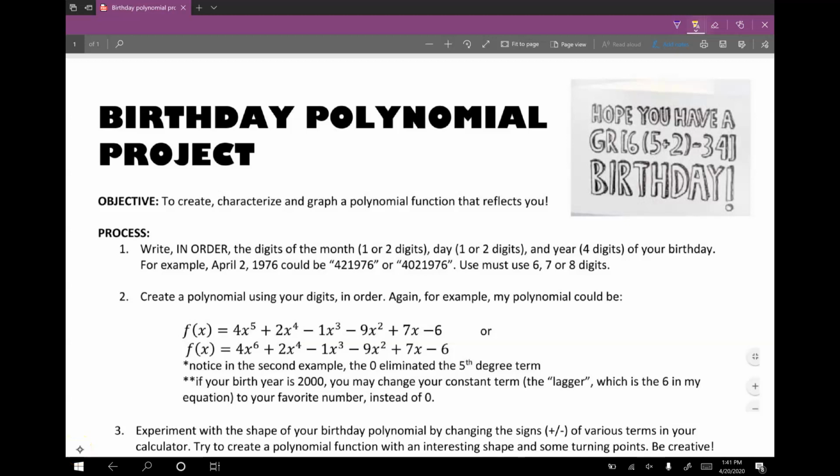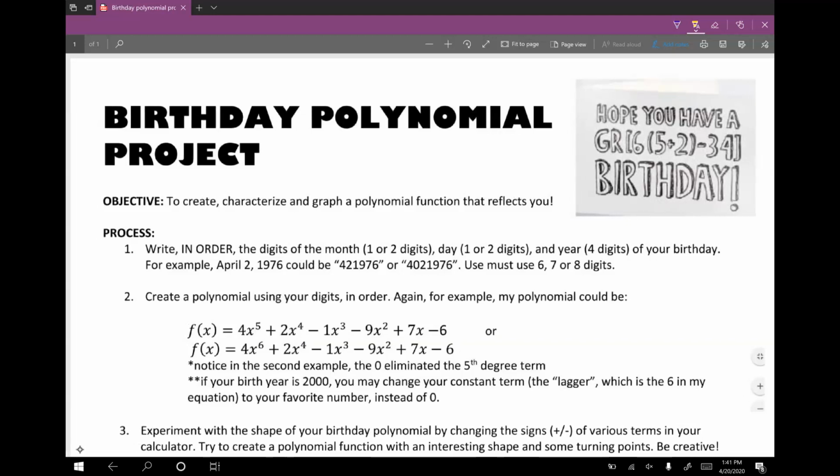Alright guys, so today you're going to work on a birthday polynomial project. You're going to use your birth date, and this is a video of how to complete it by using my birthday. So you're going to do exactly everything I'm going to do with my birth date, except you're going to use your own birth date. Okay, so this one gives you an example, and I'll post this PDF up on Canvas.